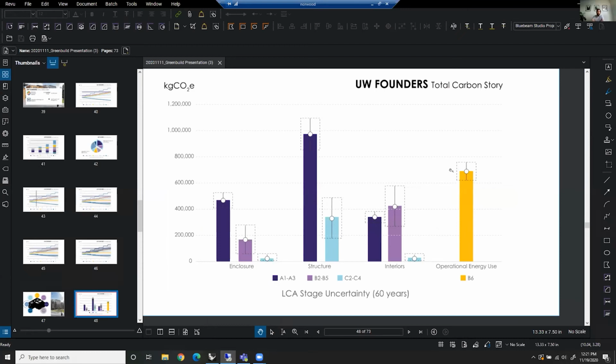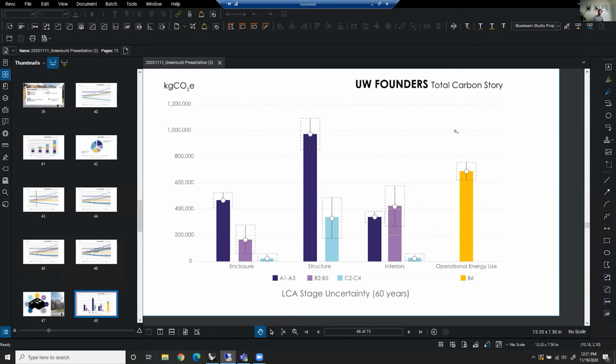So with the upper and lower bounds here, these are rough. The upper and lower bounds on the A1 through A3 were set based off of what we have coming out of EC3, and those are going with generally that 25% air band that you get on EC3 on a lot of categories.